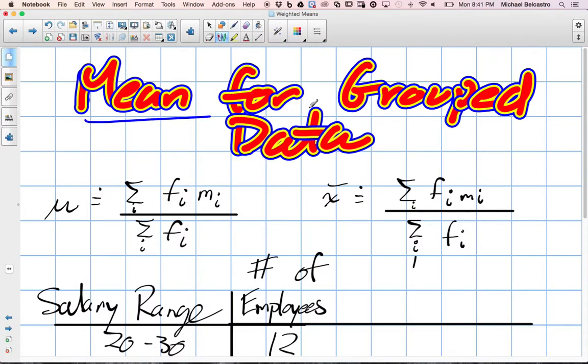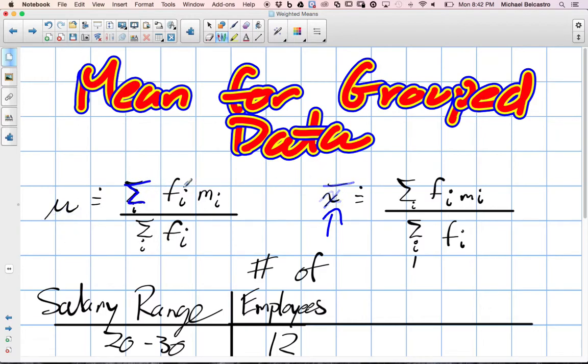at the mean for grouped data. Okay, so here is our info. Mu stands for a population, right? And this one stands for sample. Oh, geez, I almost forgot there. This is a sample, so x bar.